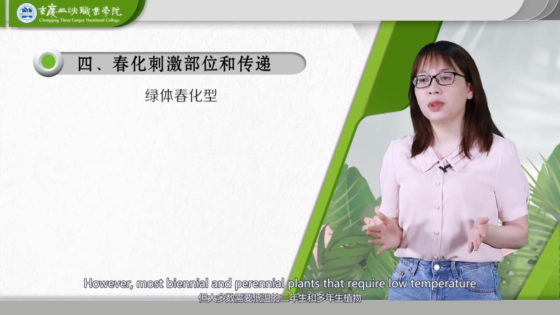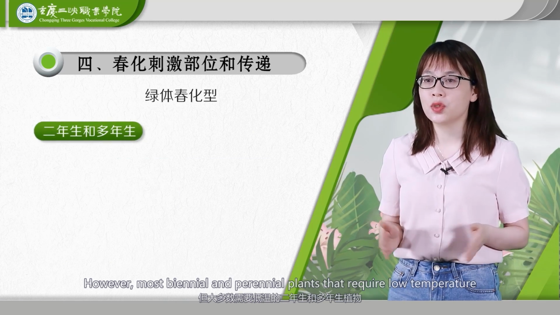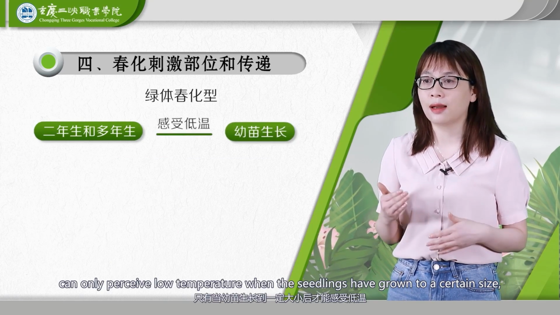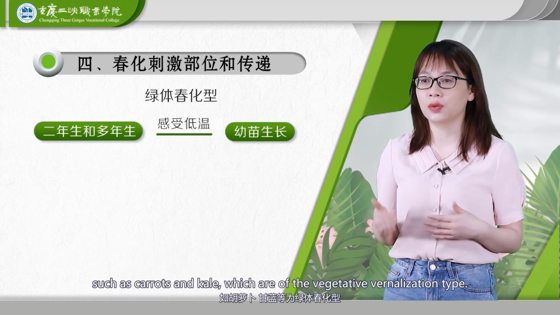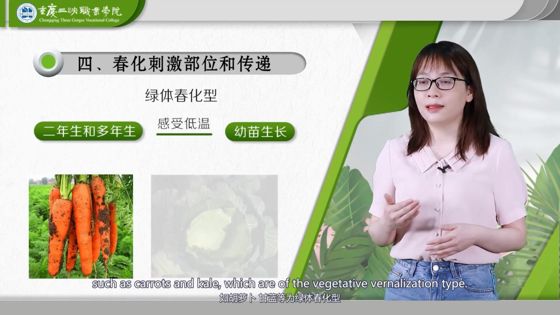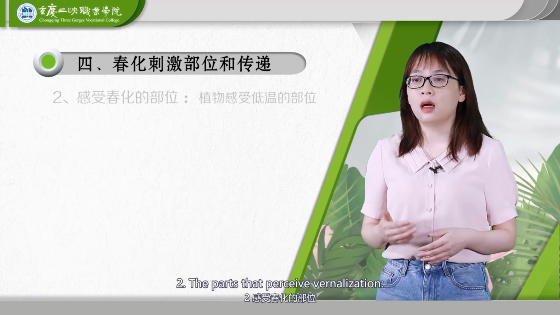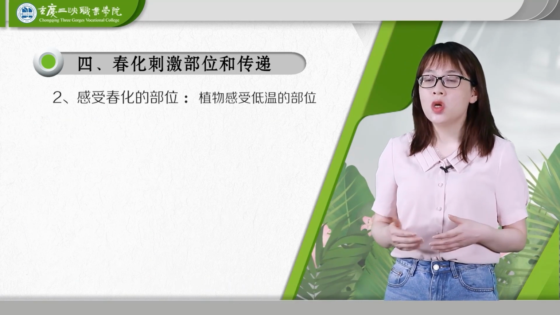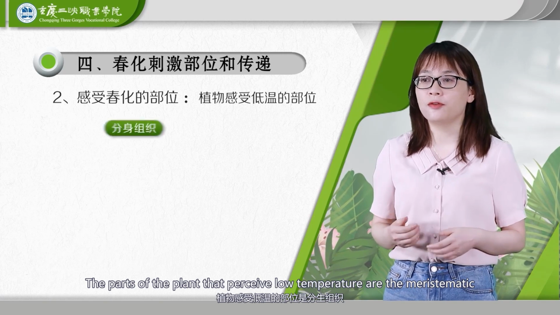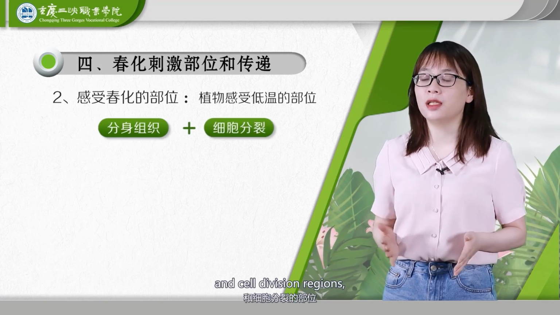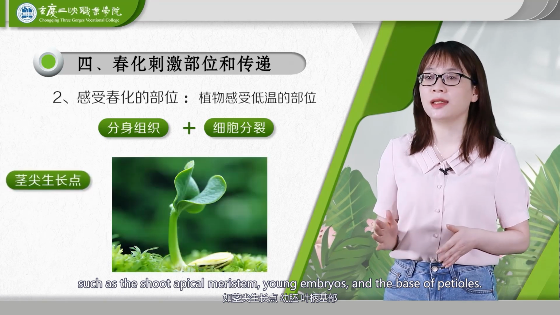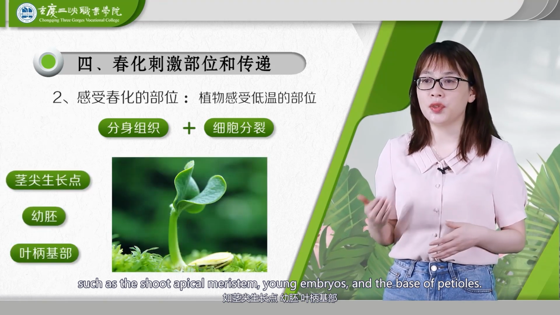However, most biennial and perennial plants that require low temperature can only perceive low temperature when the seedlings have grown to a certain size, such as carrots and kale, which are of the vegetative vernalization type. 2. The parts that perceive vernalization. The parts of the plant that perceive low temperature are the meristematic and cell division regions, such as the shoot apical meristem, young embryos, and the base of petioles.